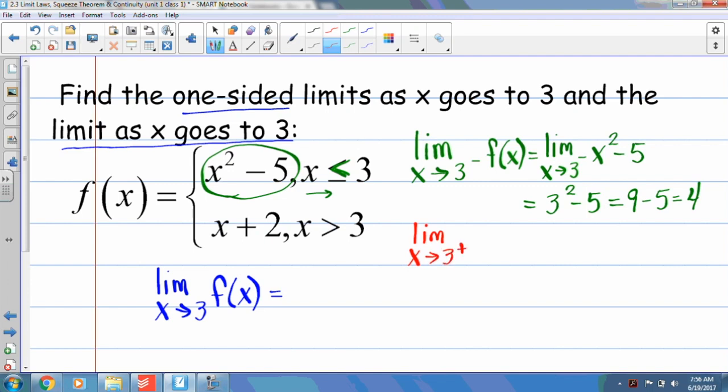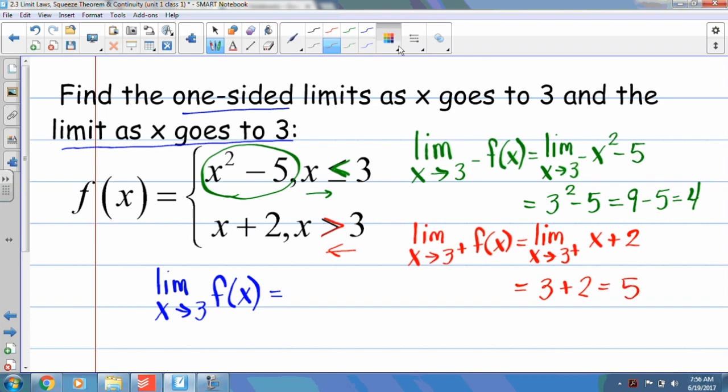So now I'm going to take the limit as x goes to 3 from the right. So same type of thing. From the right is going to be values that are greater than 3 that are coming in from the right. So the limit as x goes to 3 from the right of x plus 2. I'm going to plug in the 3, so 3 plus 2 is 5.